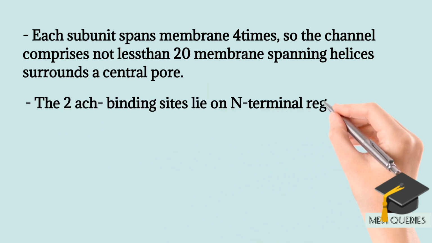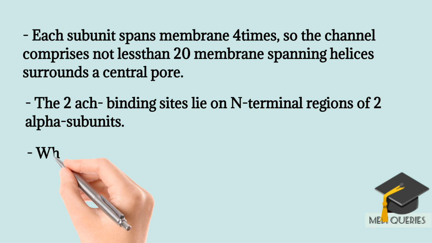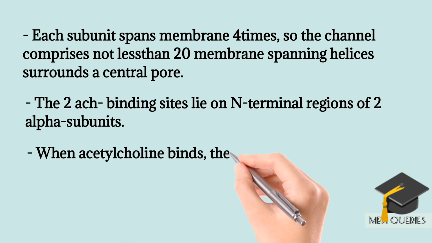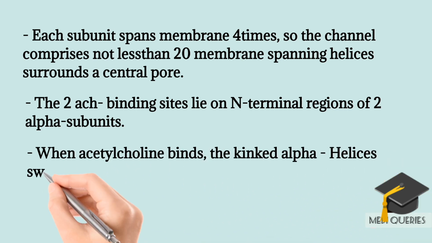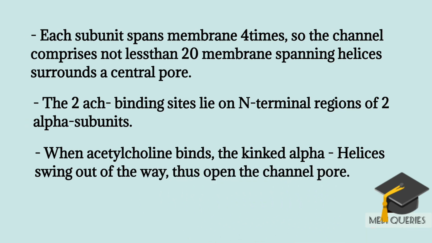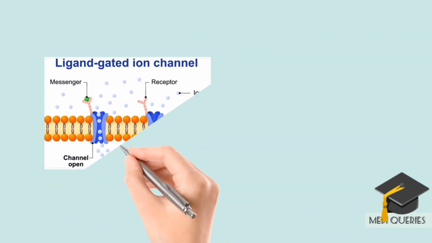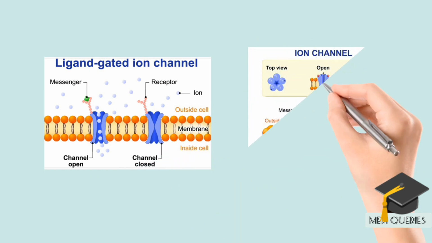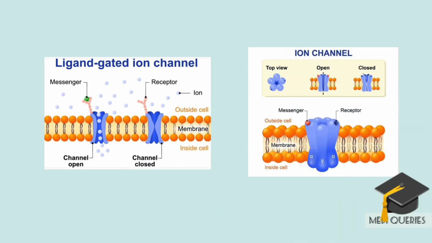The 2 acetylcholine binding sites lie on the N-terminal region of the 2 alpha subunits. When acetylcholine binds, the kinked alpha helices swing out of the way, thus opening the channel. So here is a ligand-gated ion channel in open and closed positions. And here is a top view.